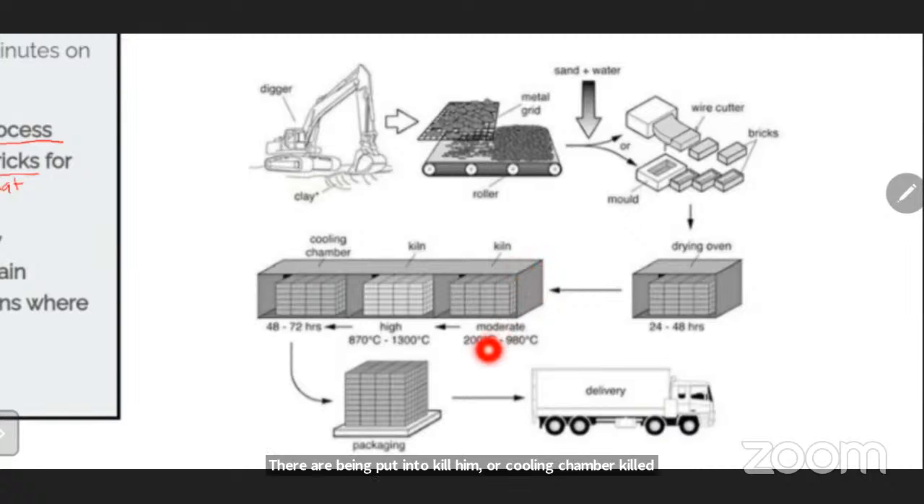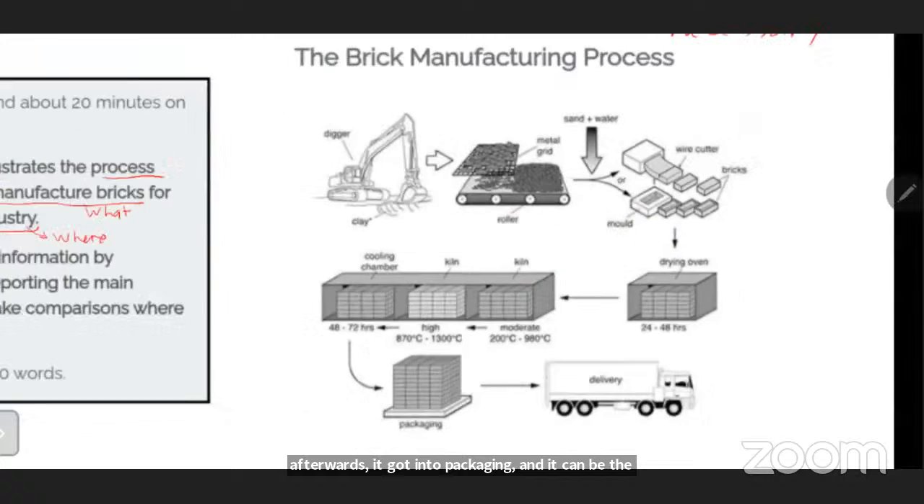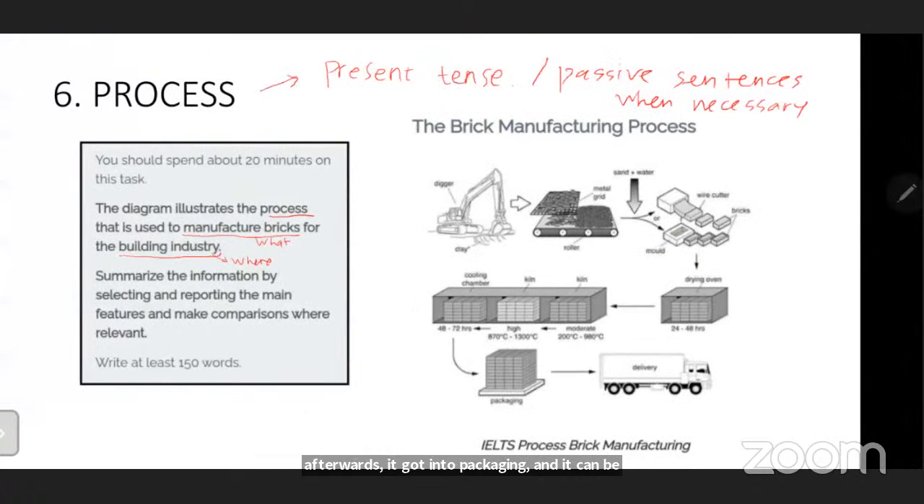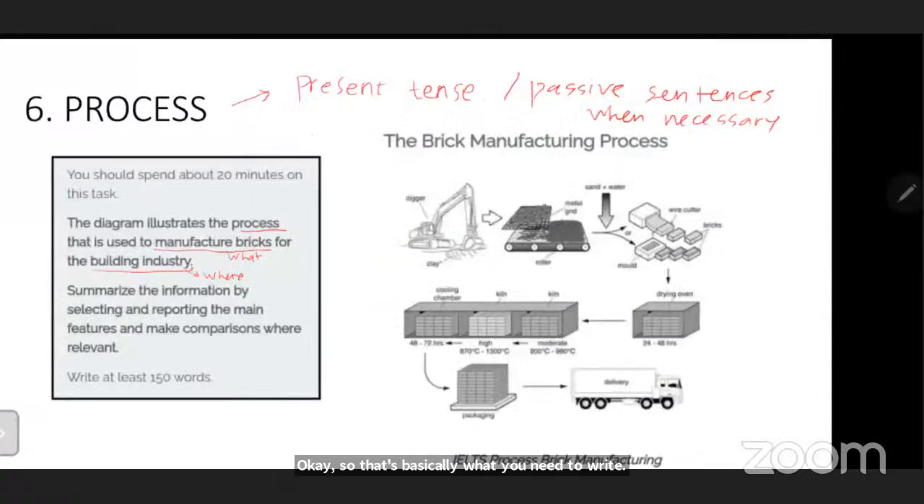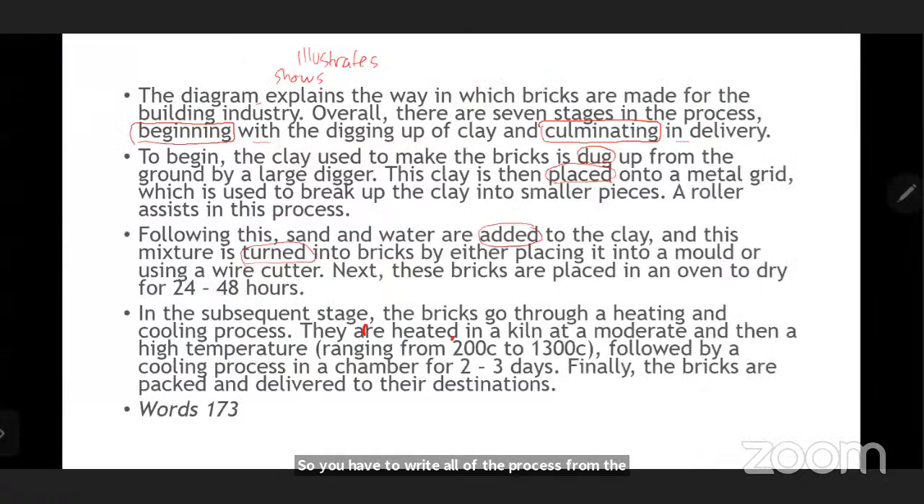Kiln first in moderate temperature, and then in high temperature, and then the last one they're going to be put into a cooling chamber for 48 to 72 hours, and then afterward it goes into packaging and it can be delivered by truck. Okay, so that's basically what you need to write. So you have to write all of the process from the beginning to the end.